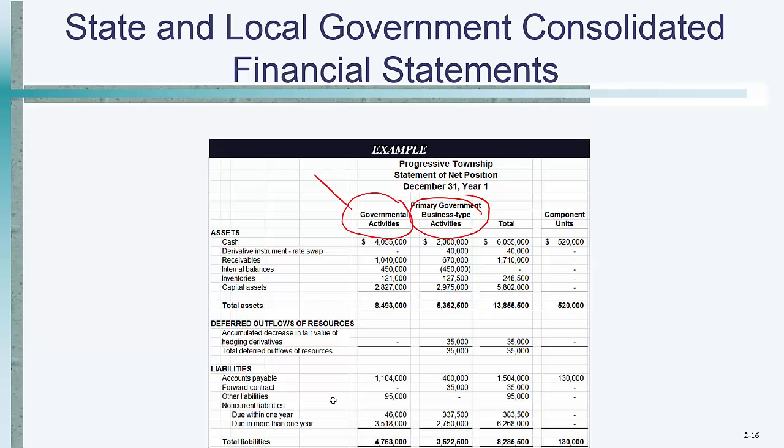We know that in our governmental activities we have what? The general fund, special revenue fund, debt service fund, capital project fund and permanent fund, plus the internal service fund, right?